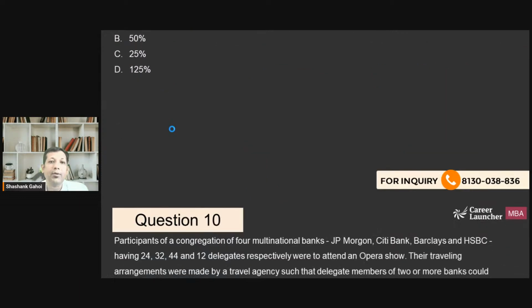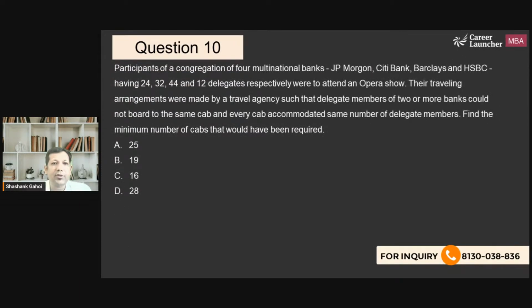Okay. Now let's move on to the last question of this. What does it say? The participants of a congregation of 4 MNCs, multinational banks, JP Morgan, Citibank, Barclays, HSBC, having these delegates respectively, were to attend an opera show. Their traveling arrangements were made by a travel agency such that delegate members of 2 or more banks could not board the same cab.